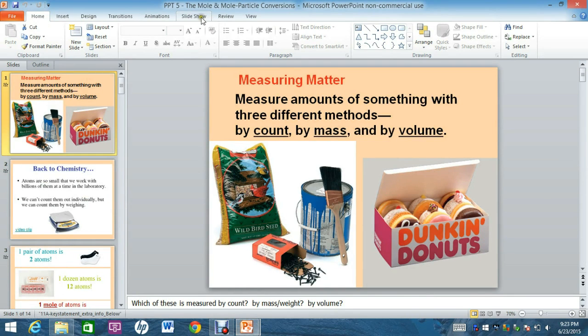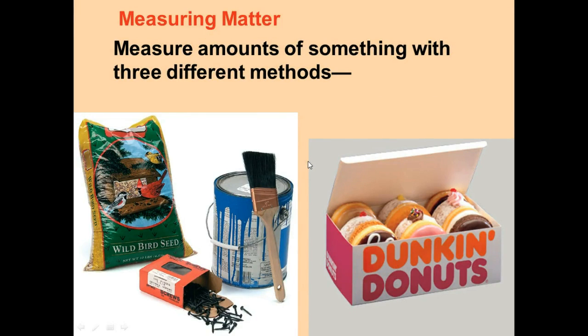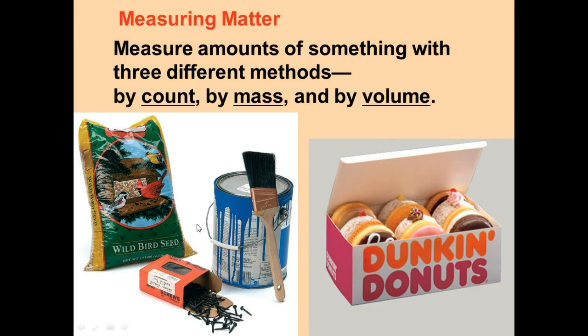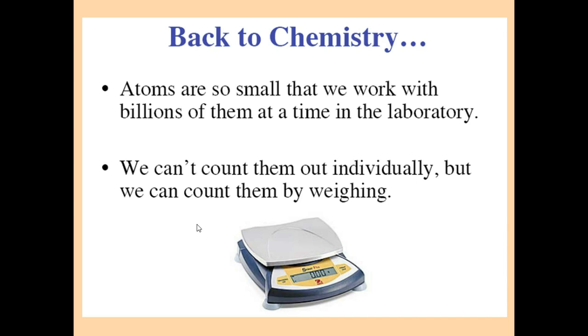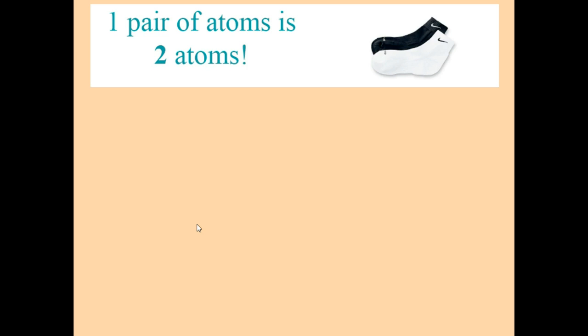In life we use measuring amounts, like we use volume to measure things. We use numbers of an object, or we use mass. And back to chemistry, atoms are so small that we can't really count every single atom. We work with billions of atoms at a time. So we can't count them, but we can count by weighing. And that's pretty much what a mole does.